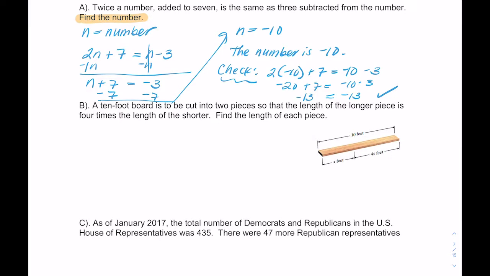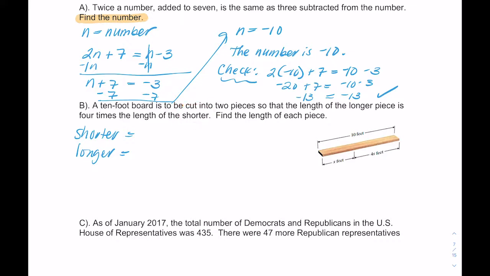In letter B, it says a 10-foot board is to be cut into 2 pieces so that the length of the longer piece is 4 times the length of the shorter. Find the length of each piece. So here we have a picture, and it's a board, and it's showing us that we have it cut into 2 pieces. So there's a shorter piece, and then there's a longer piece. And if we look at the problem, it tells us that the longer piece is 4 times the length of the shorter.